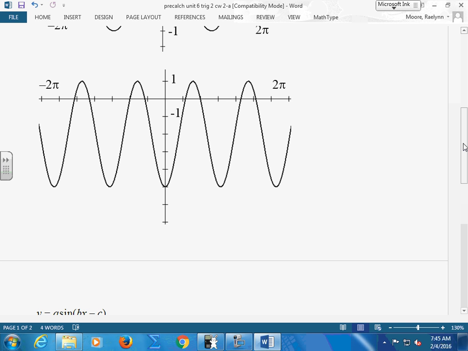Okay, so we know this is a cosine curve, not only because the directions told us, but how do we know this is a cosine curve? It didn't start at the 0, but it didn't go up either. Where did it go? It went straight down. So what does that give us when it starts down first? That's called a reflection. So we've got a reflection in the x-axis going on here as well.